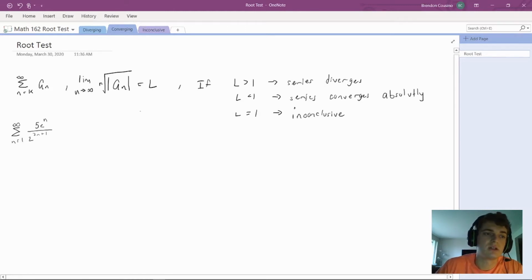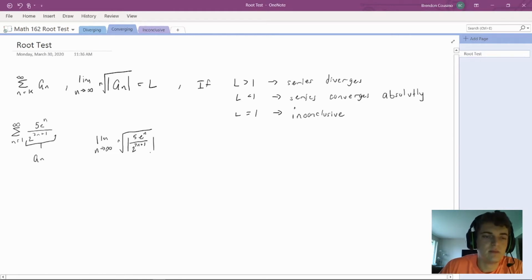Okay, so let's go ahead and try working out this example that I've written down. First thing I'm going to do is identify my a of n. Now let's plug everything into our limit. We're going to take the limit as n approaches infinity of the nth root of the absolute value of a of n. So it's going to be 5e to the n divided by 2 to the 3n plus 1.